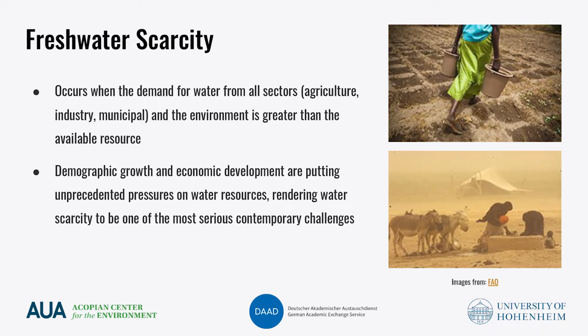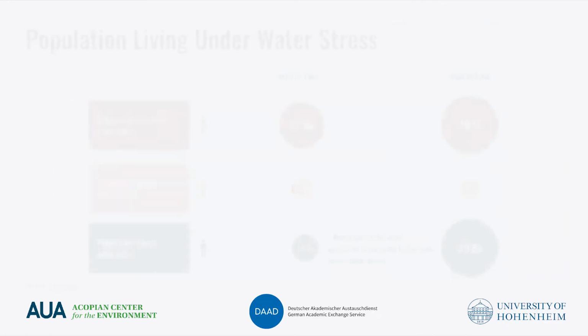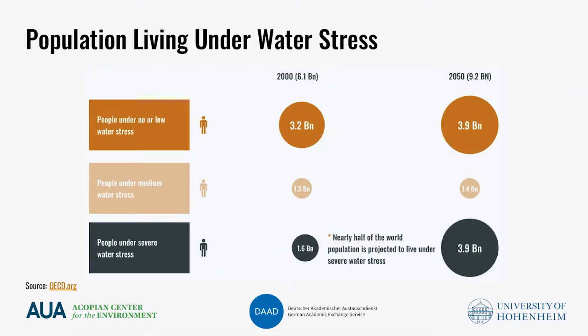Demographic growth and economic development are placing unprecedented pressures on water resources, rendering water scarcity to be one of the most serious contemporary challenges. Water stress refers to water scarcity, while taking into consideration water accessibility and quality. According to an OECD report on the environmental outlook for the year 2050, the number of people living near river basins under severe water stress will double between the years 2000 and 2050, reaching 3.9 billion people.